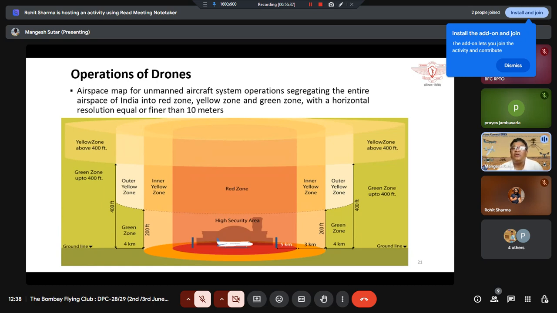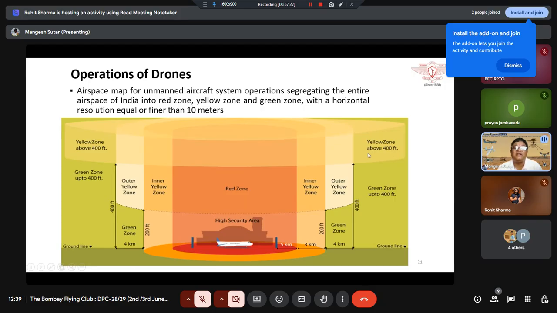The outer yellow zone is again part of the yellow zone. It is from 8 kilometers till 12 kilometers. About 200 feet is the outer yellow zone. Again it follows the same yellow zone criteria, and the yellow zone is about 400 feet. It's completely no. From the ground till 400 feet is inner yellow zone. From 0 to 200 feet is green zone. About 200 feet to 400 feet is outer yellow zone. In both these yellow zones you need to take permissions, then only you can fly.